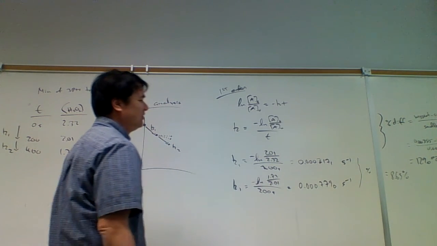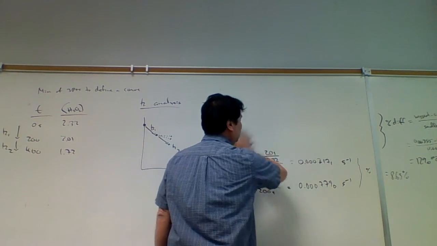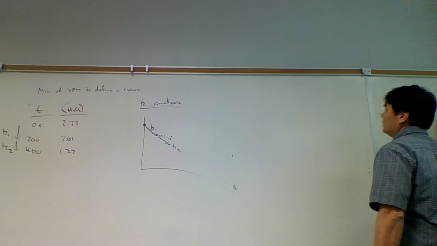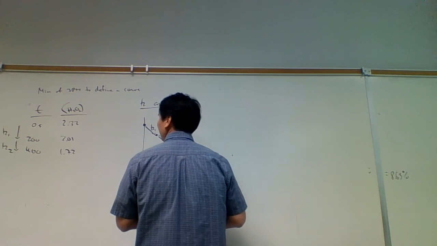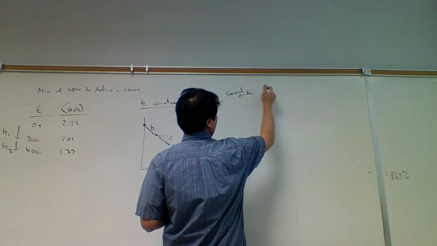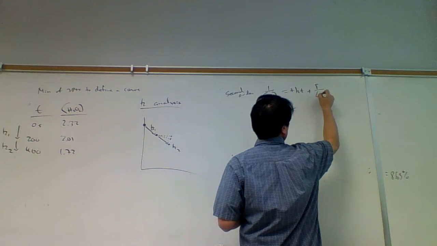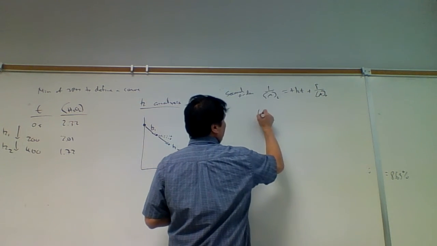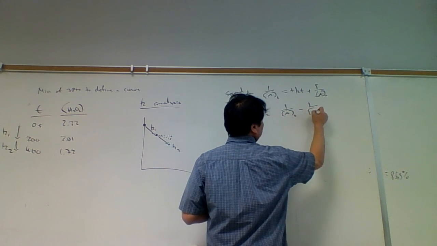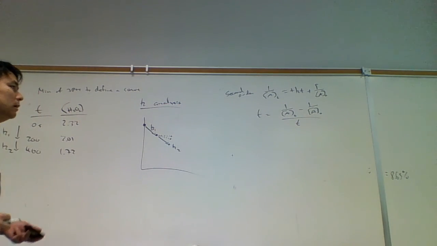Well, let's go to second order because this doesn't look so good. In fact, we ought to try all of them because we don't know how dramatically different or similar they might be. If we assume it's second order, then the second order has this equation: 1 over A at t is equal to plus kt plus 1 over A at 0. So if we solve for k, it's 1 over A at t minus 1 over A at 0, divided by the time interval. So this is k.